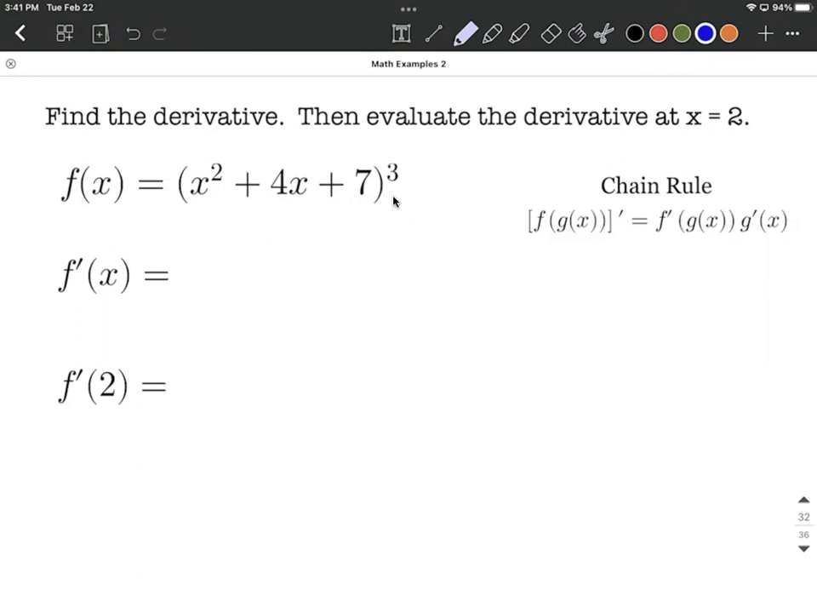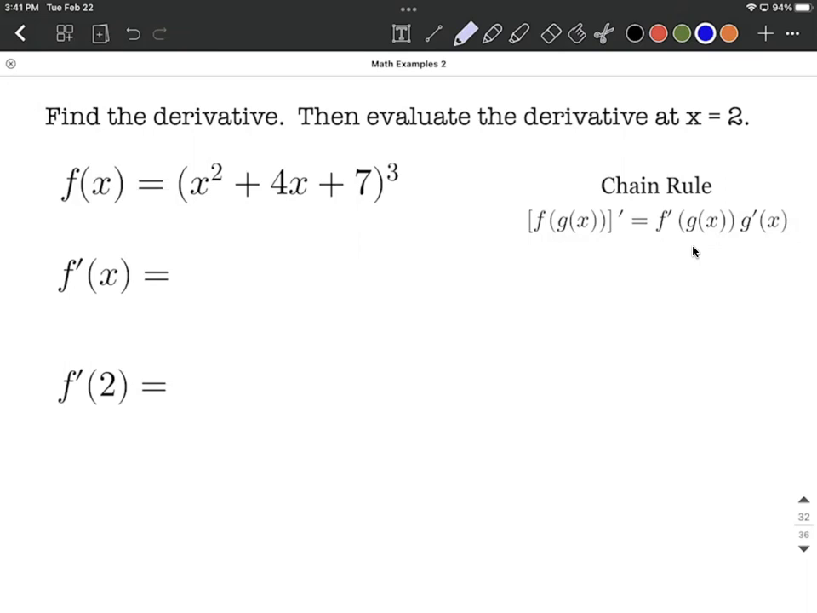You really don't want to spend the time and write 3 copies of this quadratic next to each other and multiply it out. So let's simply use the chain rule. It's written over here on the right-hand side. What it tells us is we want to take the derivative of the outer function. So the outer function is the fact that it's all raised to the third power.